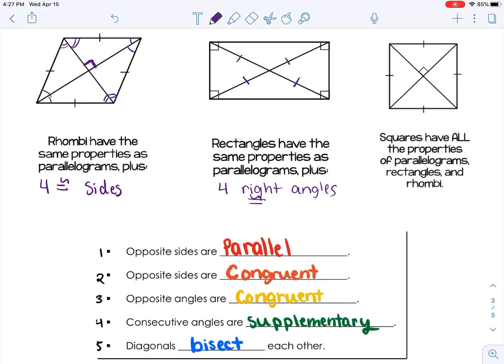And a square has 4 congruent sides and 4 right angles. It has all the special properties of a rhombus and a rectangle, meaning that its diagonals are perpendicular, congruent, and the diagonals are angle bisectors.